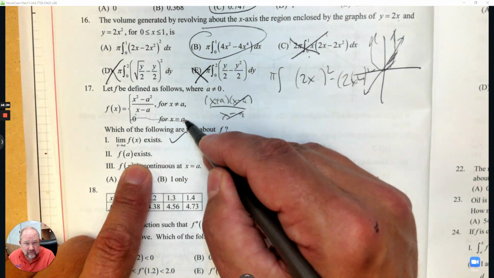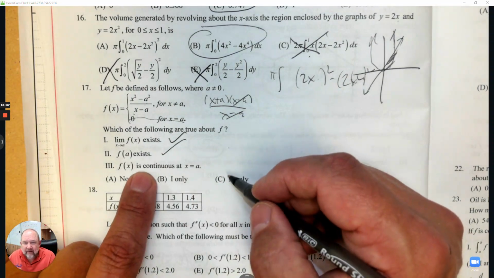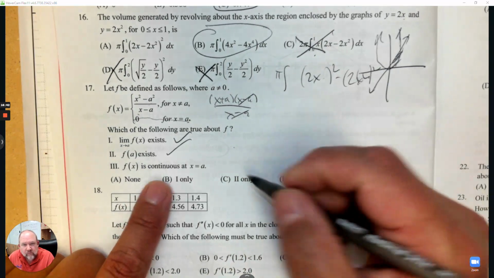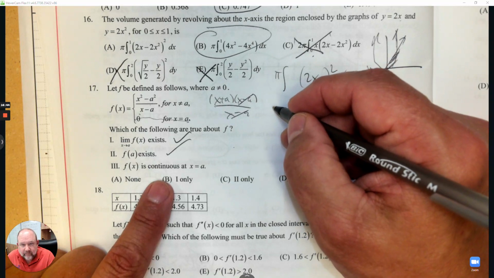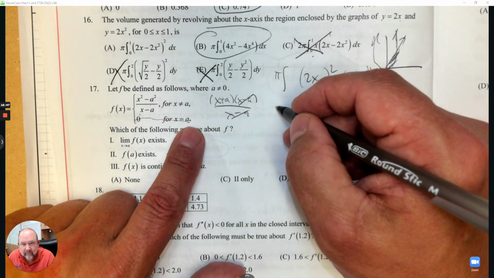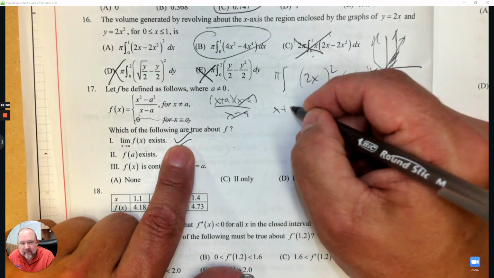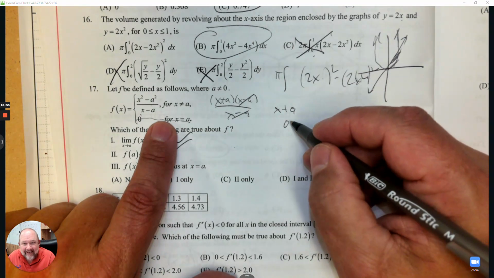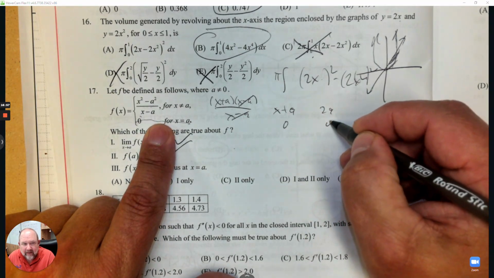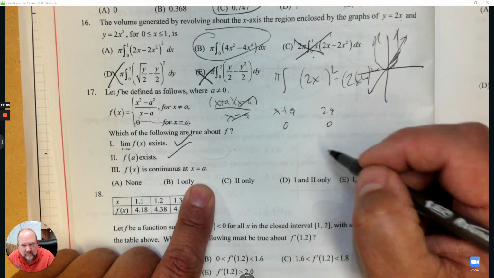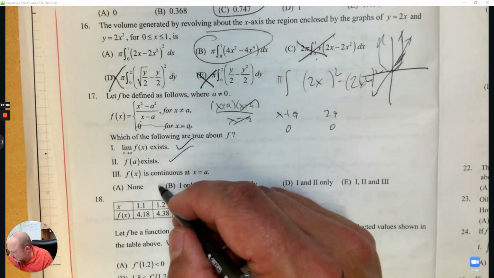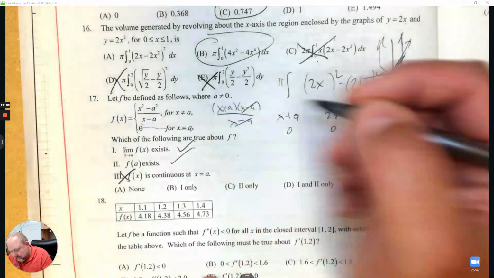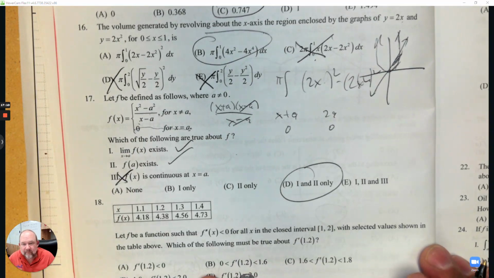F at A exists. It does. F at A is equal to 0. It's continuous there. Not true unless A equals 0. So at the top, the answer is x plus A. And at the bottom, it's 0. And when you plug in A, you get 2A. And when you plug in A here, you get 0. So unless A is 0, then it's not continuous at A. That's what I'm sticking to. So 1 and 2, we're good.